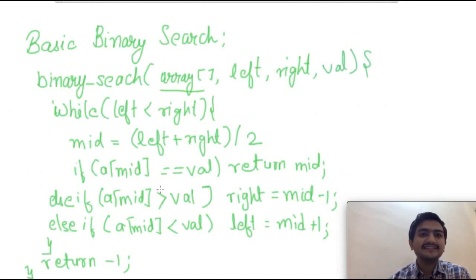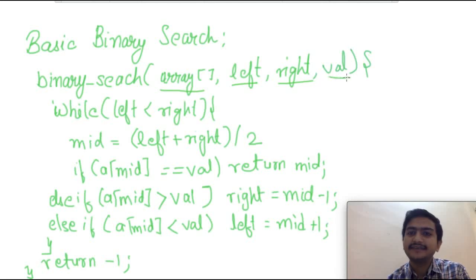Basic binary search, as you know it, is of the following form, in which we take the input array A, a left pointer, a right pointer, and the value to be searched. Then we iterate while left is less than or equal to right, we calculate mid equal to (left plus right) by 2, and check if it is equal, then return the mid pointer. If the value is less than the mid value, then the right value becomes mid minus 1.